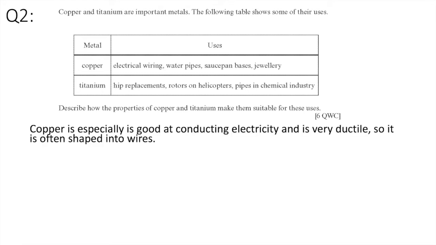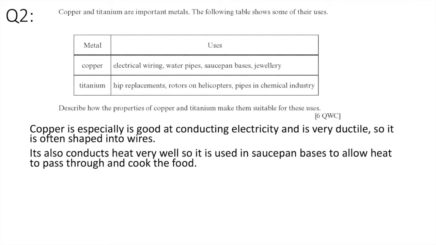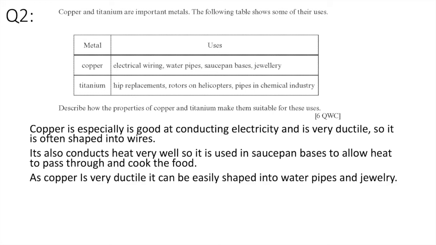Firstly, copper is especially good at conducting electricity and is very ductile, so it's easily shaped into wires. It also conducts heat very well, so it's used in saucepan bases, which allow heat to pass through and cook the food. And as copper is very ductile, it can be easily shaped into water pipes and jewellery. It's also lustrous, so that makes very good-looking jewellery.